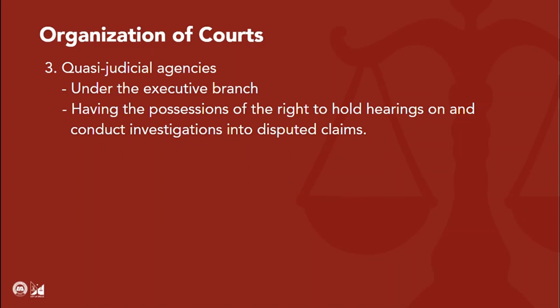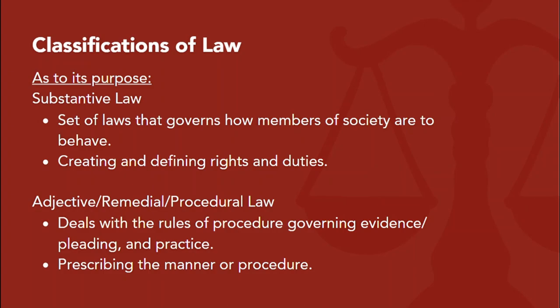The classifications of law are divided into two. First is as to its purpose, and second is as to its subject matter. For as to its purpose, under here are substantive law and adjective law, or procedural or remedial law. Substantive law is the set of laws that governs how members of society are to behave. Also, it creates and defines rights and duties. Under the adjective law, it deals with the rules of procedure governing evidence, pleading, and practice. It also prescribes the manner or procedure.